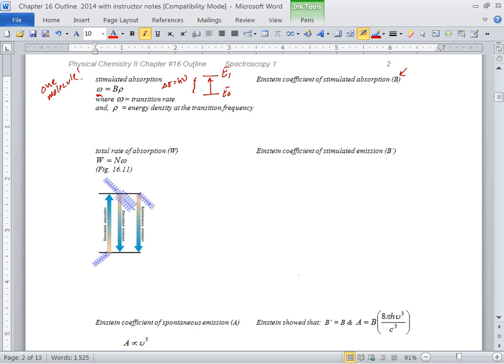That the more intense, the higher the energy density at that frequency, your transition rate should go even more likely and faster. You should have more of them per unit time. It kind of makes sense, right? If you have very dim light versus very intense light, that's going to really affect your transition rate, the rate of one molecule going from ground state to excited state.